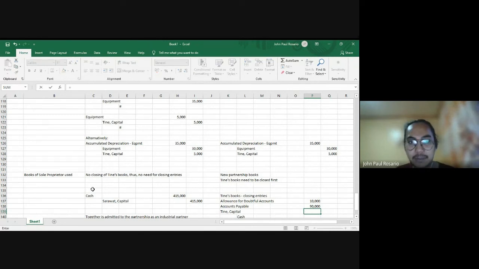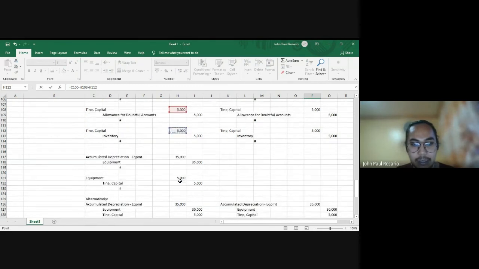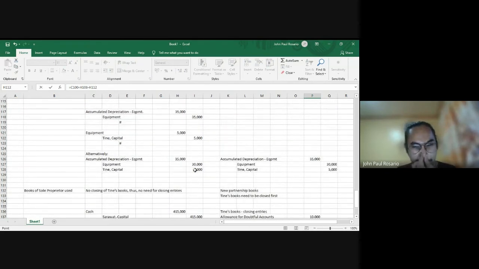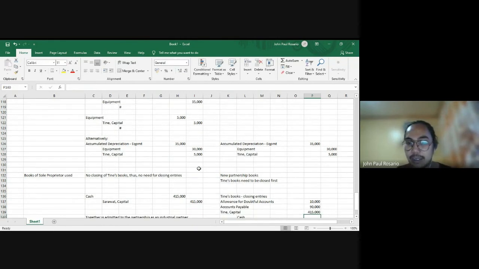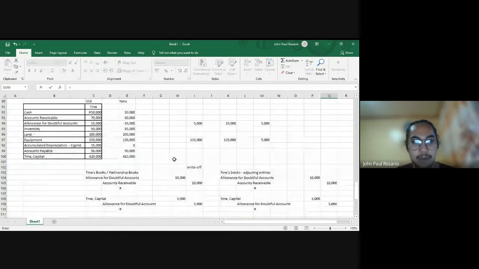Sige, Time capital, originally it's 420. And then minus 5 kay debit. Another 5 minus kay debit again. And then credit nga 5,000, so nag-add ka ng 5,000. New Time capital is 415,000. For your cash, the cash is the same, 50,000.